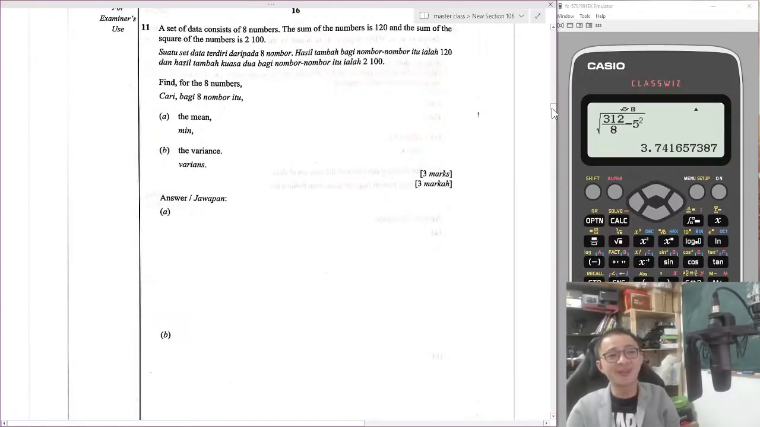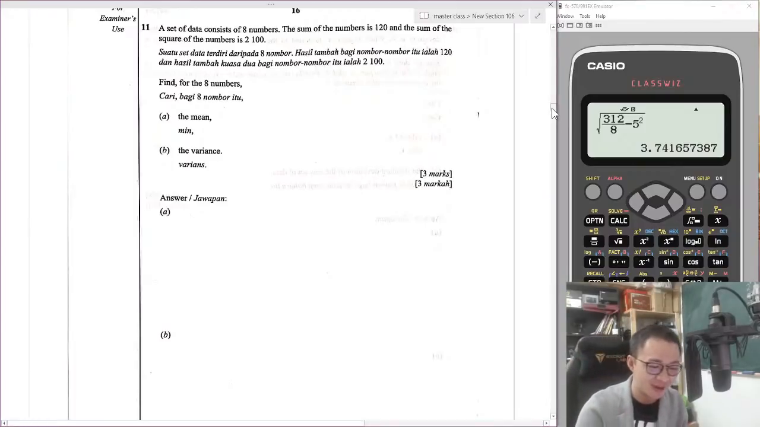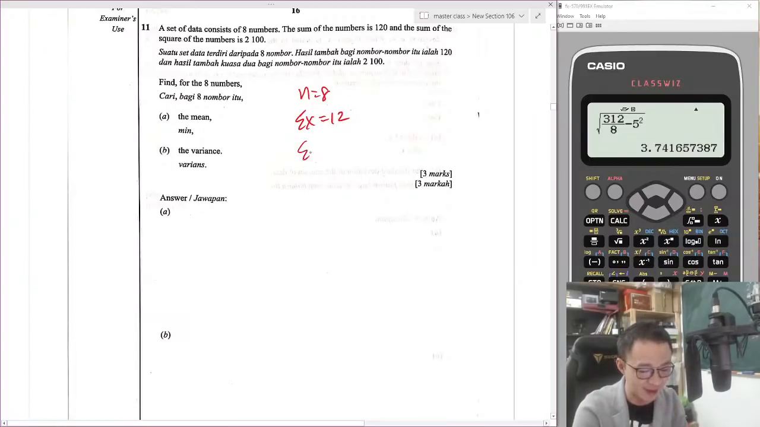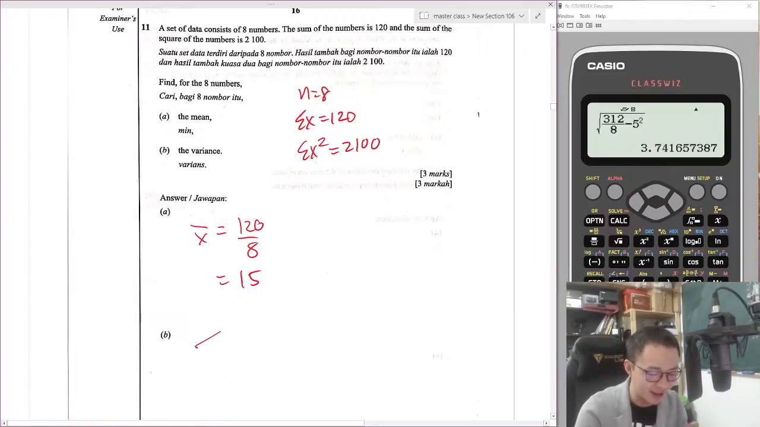Yeah, so after that question, then I come to see question 11 is another statistic question. Yeah, this question, it seems like way too easy compared to the question just now. Alright, they tell me n equals to 8. Sum of x equals 120. Sum of the square number is sum of x squared. So they asked me to find the mean. So 120 divided by 8. It's 15, isn't it?